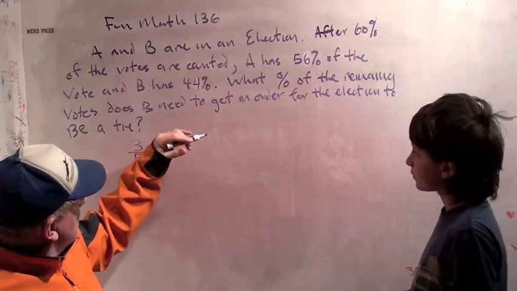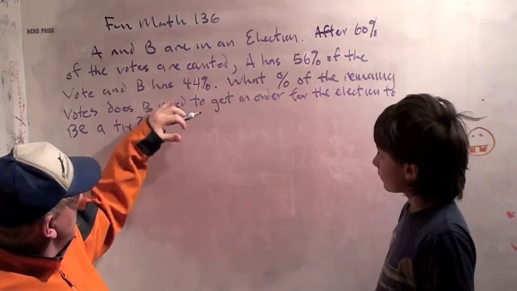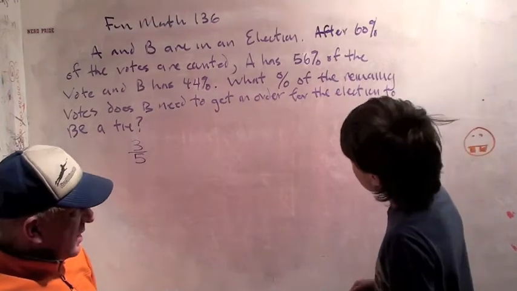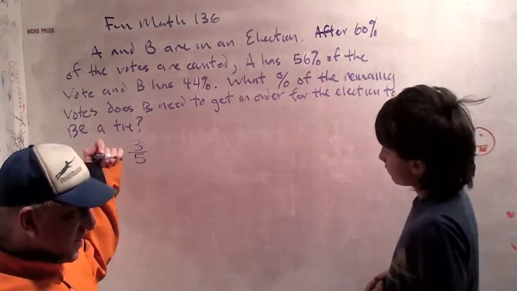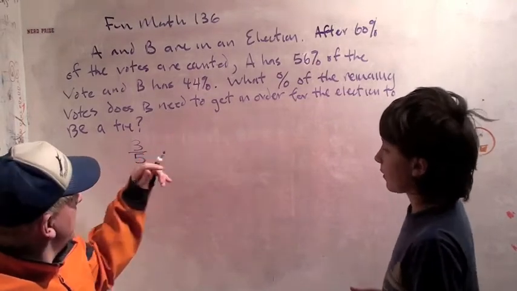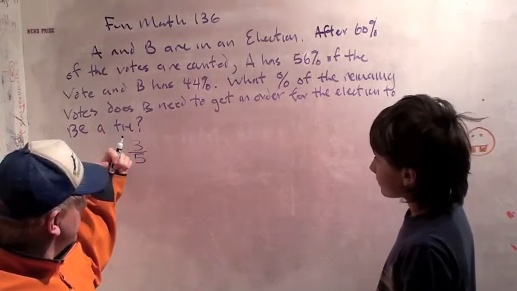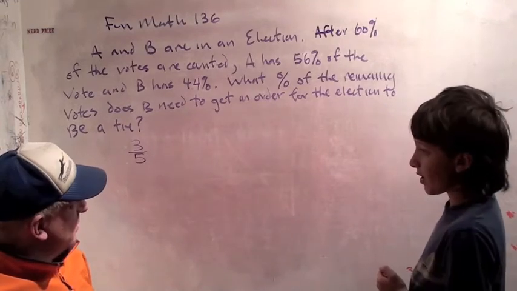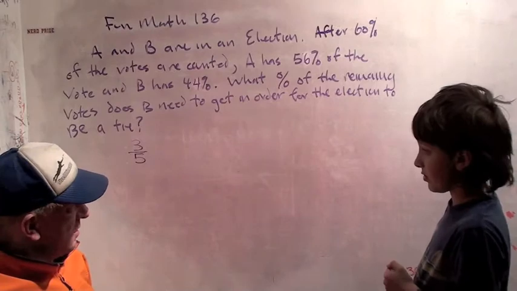3/5. A has 56% of the vote, B has 44% of the vote. So let's try to do this using an example. We need a number that's nicely divisible by 100 for percents. We like numbers that are divisible by 100, and also divisible by 3 and also divisible by 5. So what would you like to pick? Well, 300 is divisible by 3 and 5.